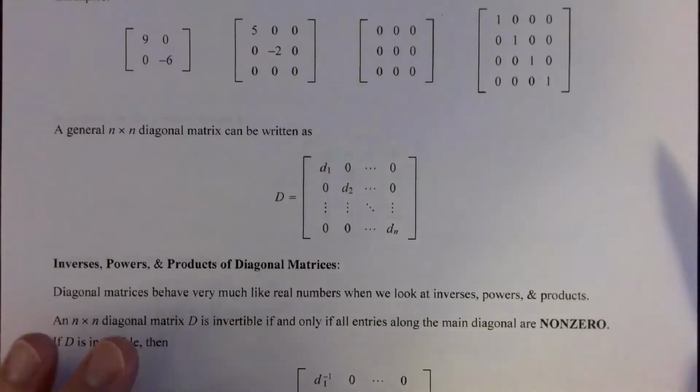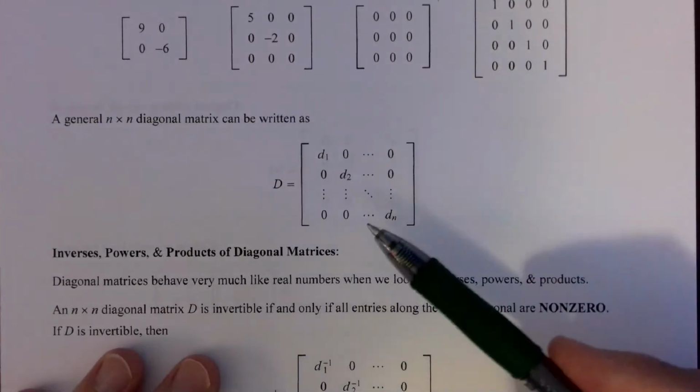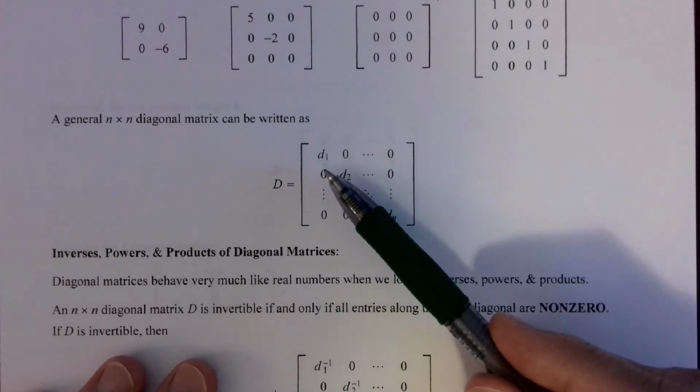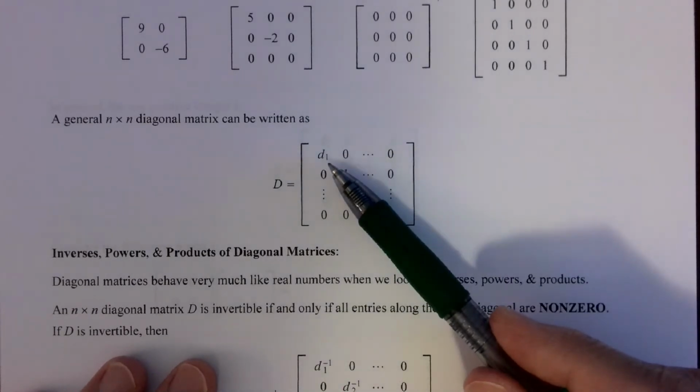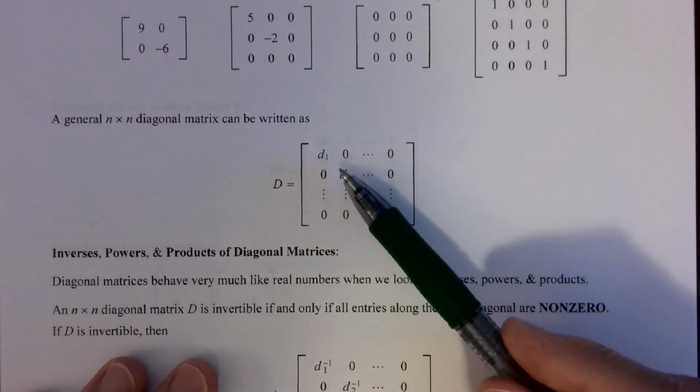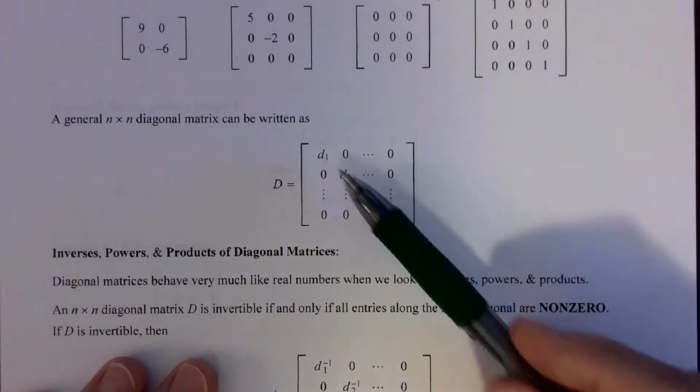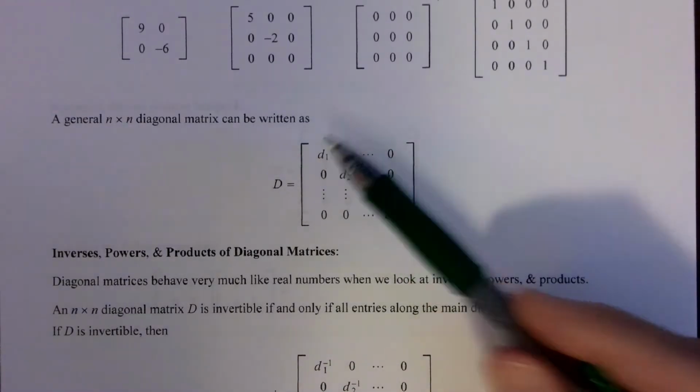In general, we can write diagonal matrices this way. And notice, we don't use a double subscript notation. There's really no need to, since there's only one entry per row of any consequence, the entries along the main diagonal. All the others we know are 0.